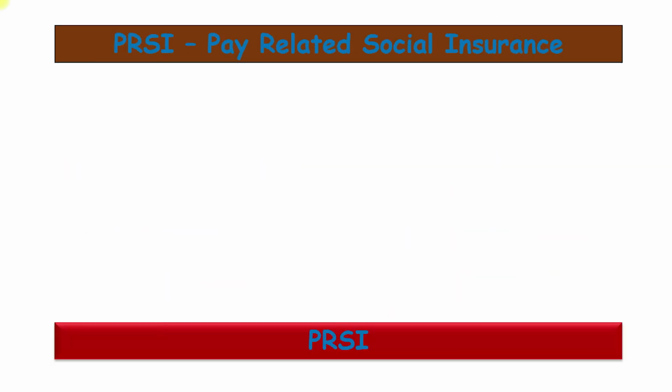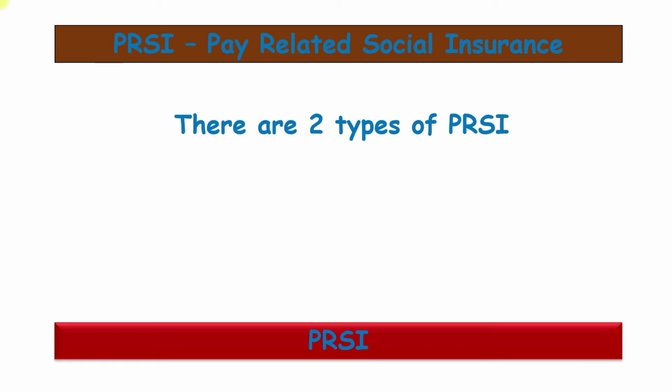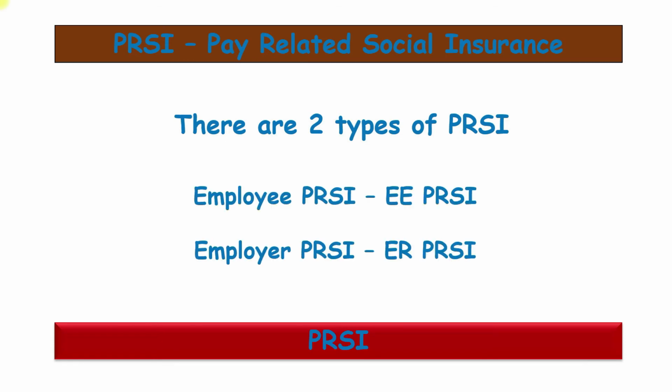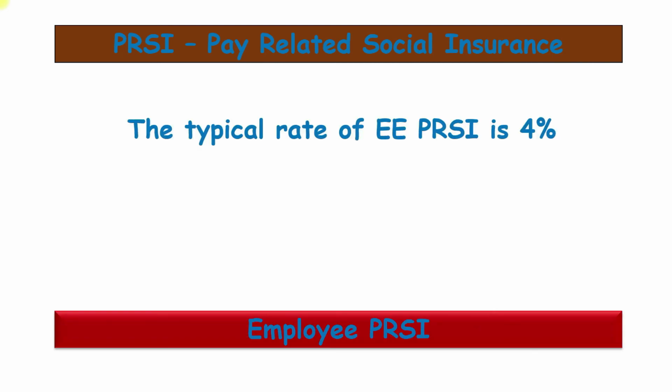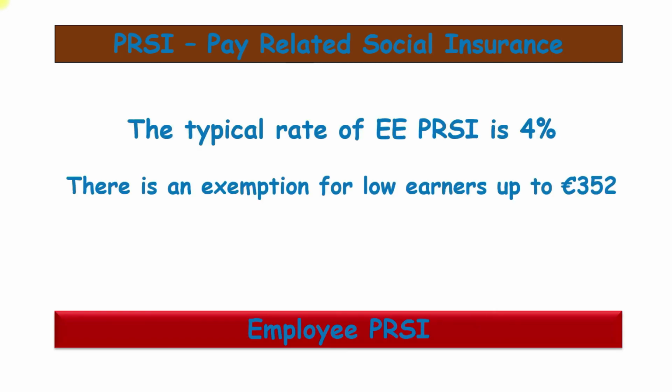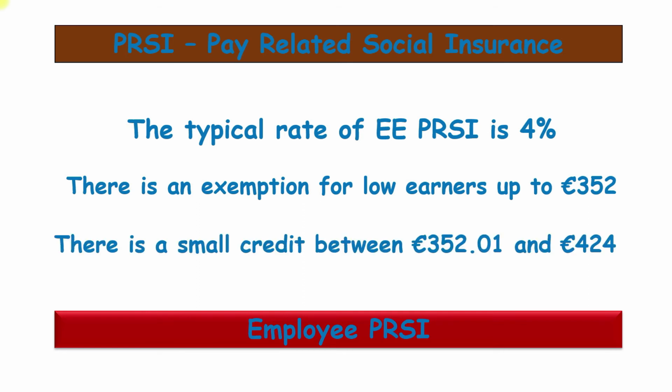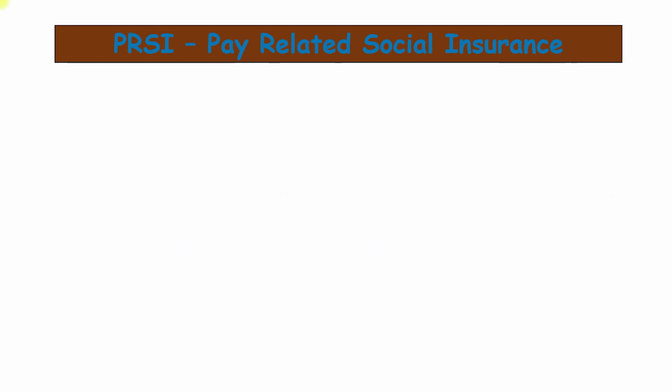The next payroll calculation is the PRSI. There are two types, employee PRSI and employer PRSI. We will go through both types in this session. The typical PRSI rate is 4% of the gross. However, an employee with a gross of $352 or less will not be charged PRSI. There is also a small reducing credit for any gross pay between $352 and $424.